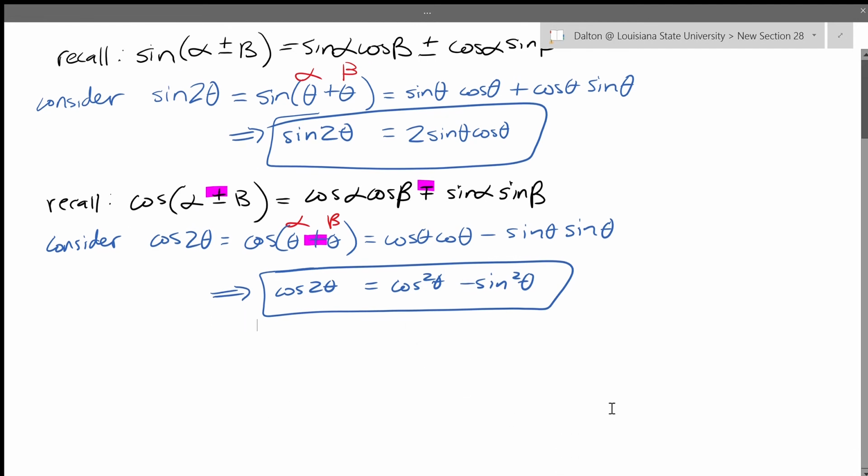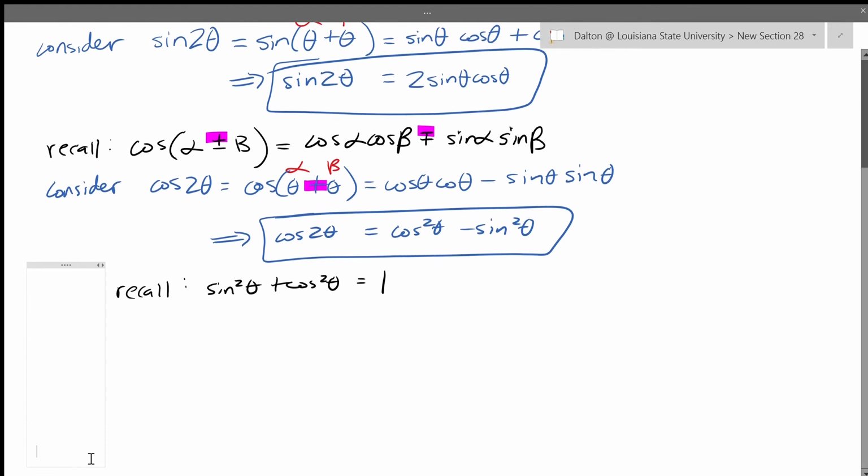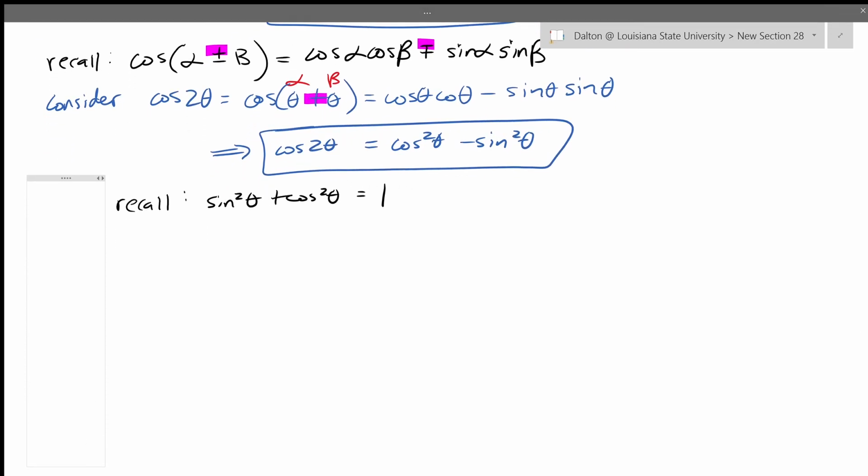Now, it kind of looks like the Pythagorean identity, right? In fact, we need to recall that one too, because I'm going to use it. If we recall the Pythagorean identity, it says that sine squared theta plus cosine squared theta is equal to 1. If I manipulate that a couple of different ways and then substitute in, I can have two more forms of the double angle identity for cosine.